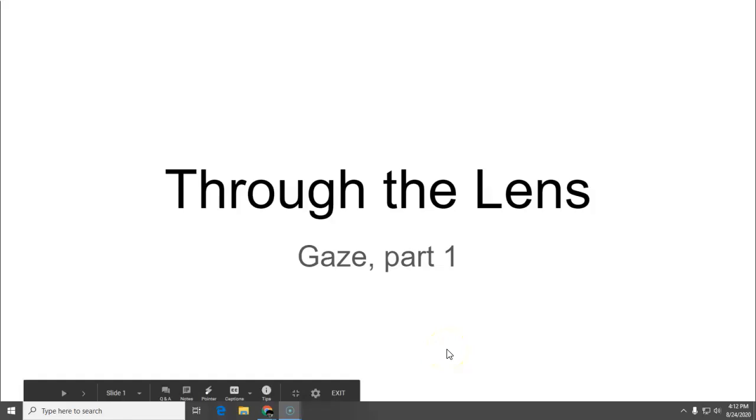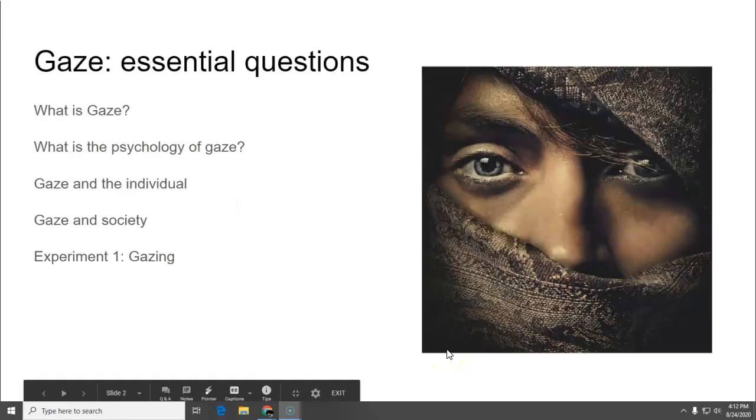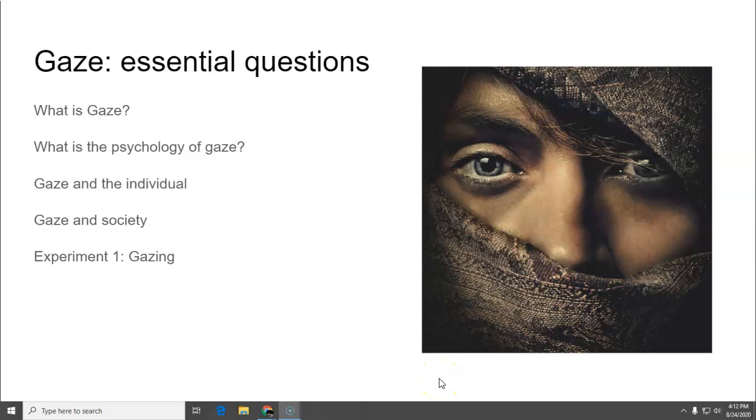Through the lens, gaze, part 1. The essential questions that we need to ask about gaze is, what is gaze? What is the psychology of gaze? How does gaze in the individual work? And gaze in society? And then you're doing your first experiment, which is being uncomfortable and gazing.